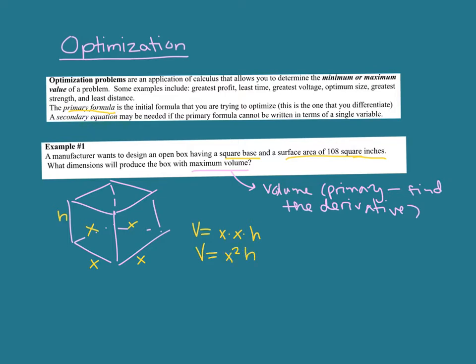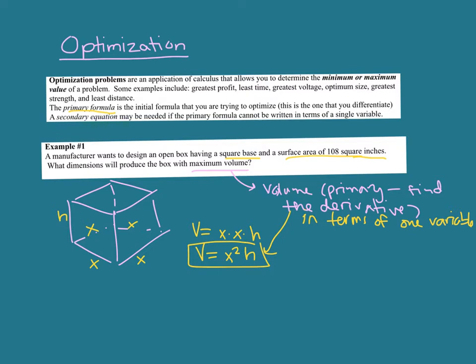I'm off to an okay start. This is actually my primary equation. I will need to find the derivative of this. However, in order to find the derivative of this, I need my equation to be in terms of one variable. So that's going to be really important. You might remember with related rates, you had multiple variables and you always differentiated in terms of t. With optimization problems, that's not the case. We're going to get V is equal to one variable only. So let's go ahead. This is our first equation. I'll put a box around it.